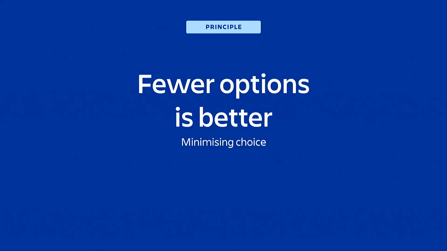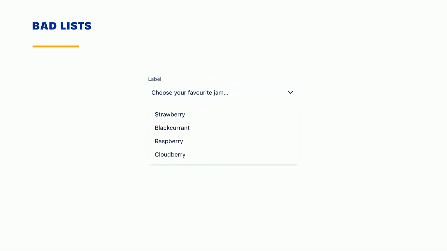And now we come into more subjective territory. Here we need to mix our design acumen with a bit of business acumen and also really understanding our users' goals. Principle number 4, fewer options is better, or about minimizing choice.